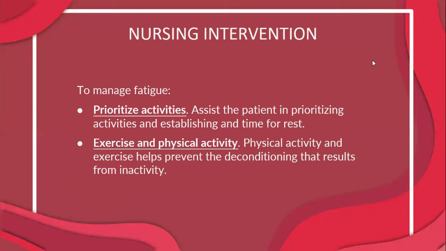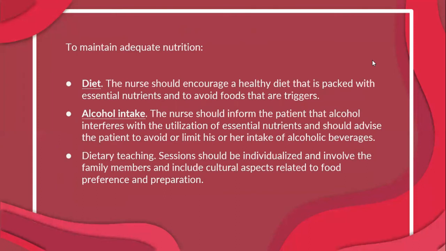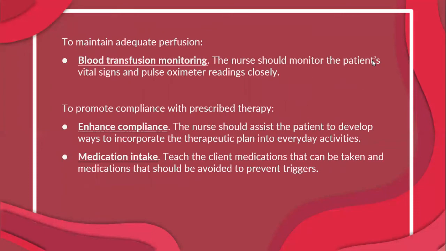For physical activity, promote physical activity and exercise because it helps prevent the deconditioning that results from inactivity. To maintain adequate nutrition, the nurse should encourage a healthy diet packed with essential nutrients and avoid trigger foods, such as fava beans. Regarding alcohol intake, the nurse should inform patients that alcohol interferes with the utilization of essential nutrients and advise them to avoid or limit alcoholic beverages. Dietary teaching sessions should be individualized, involve family members, and include cultural aspects related to food preference and preparation. To maintain adequate perfusion, of course, there would be blood transfusion.